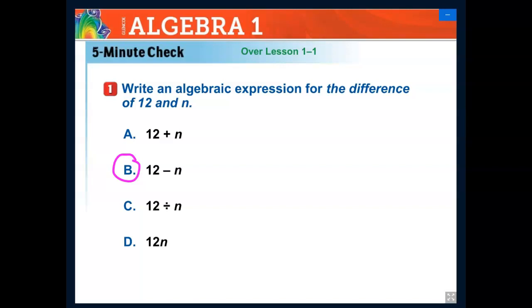It's all about vocab. So again, if you're still struggling with some of that, write yourself a little note and be like, okay, difference is subtract. Difference is subtract. The more you write it, the more you read it, the more you'll remember it.